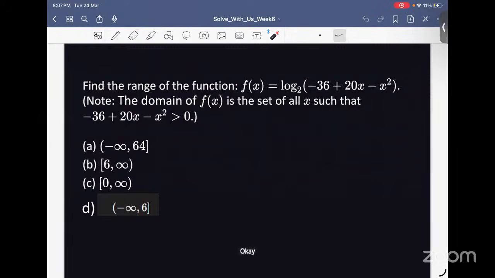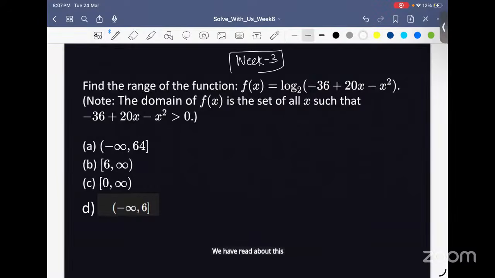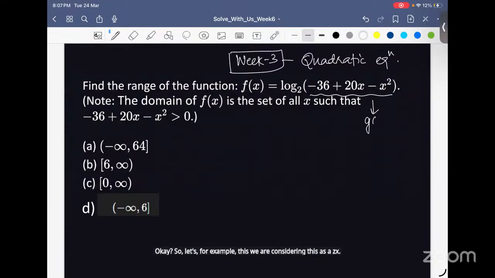Okay, so let's calculate it. If I have to calculate the range for a quadratic equation, we have read this in previous weeks, right? In week 3, we read about the quadratic equation. For example, let's consider this as g(x). For this g(x) function, plus 20x minus 36, this is sort of a parabola, right?